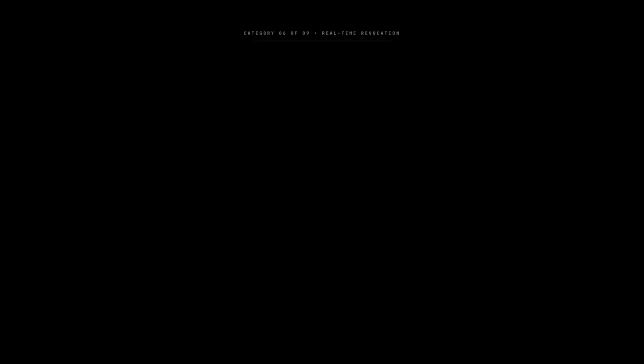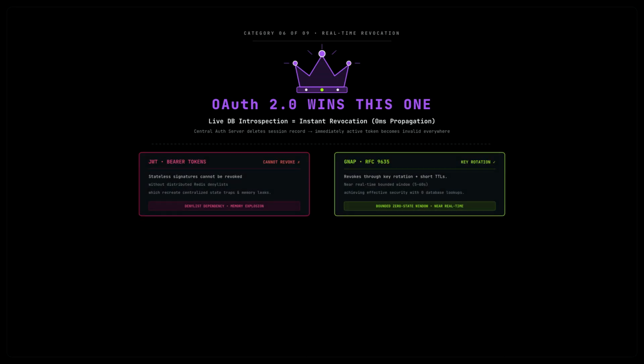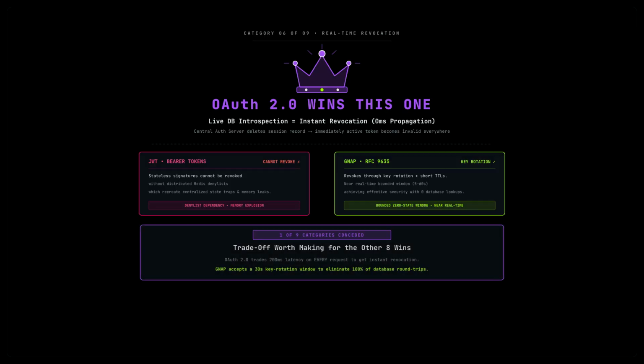Number 6. Revocation. This is the one category where OAuth 2 wins. Real-time introspection means instant revocation. JWT cannot revoke without Denylists. The grant negotiation protocol sits in the middle. Key rotation plus short-lived tokens give bounded revocation windows.